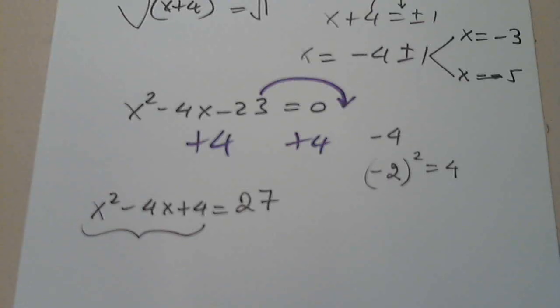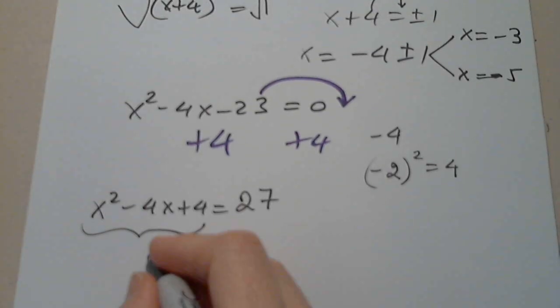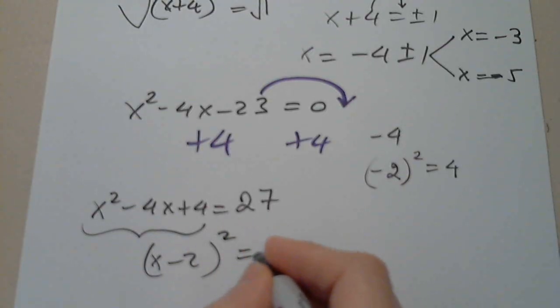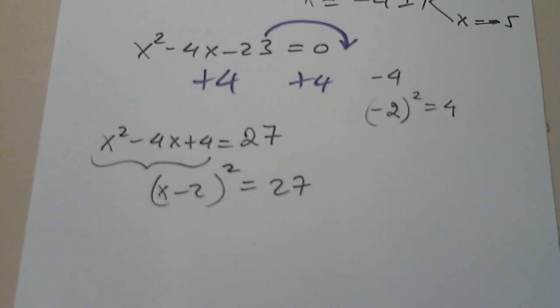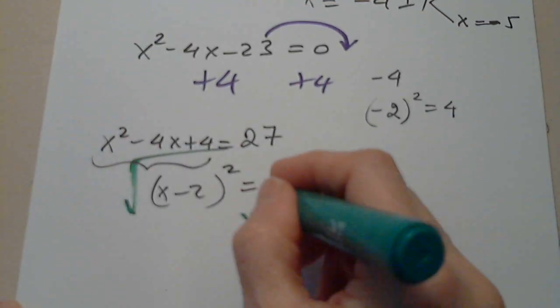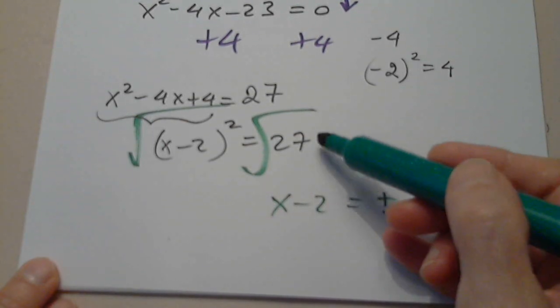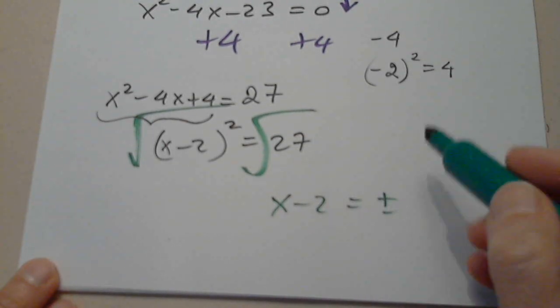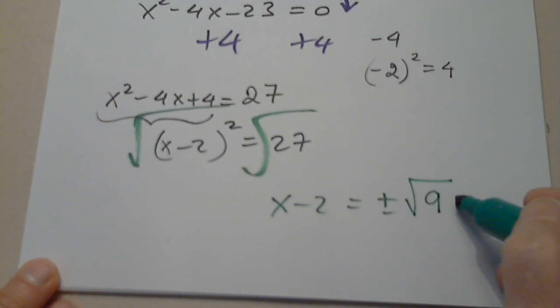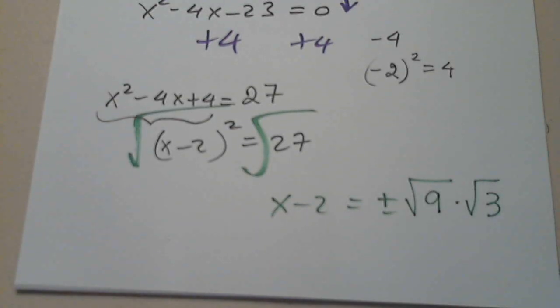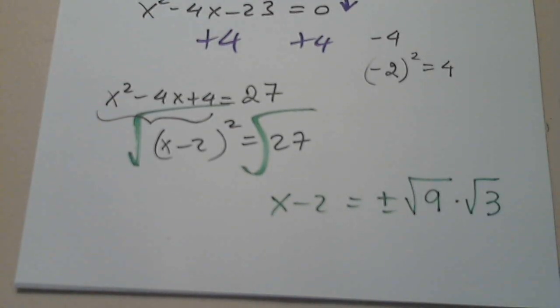So, x minus 2, very good. x minus 2, everything squared equals 27. Great job. Now we take the square root from both sides. So we have x minus 2 equals plus or minus. Remember, we have to split the square root of 27 into the square root of 9 and the square root of 3, because 27 is not a perfect square.